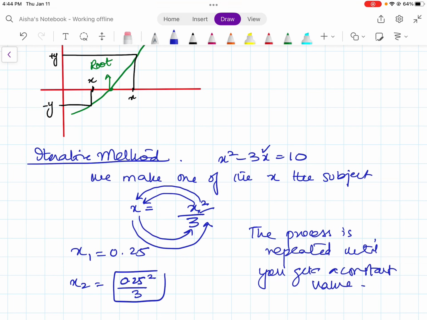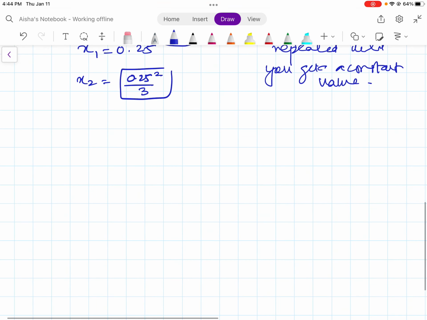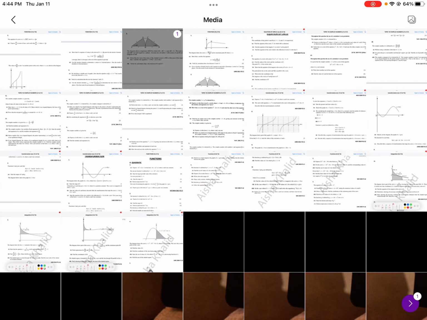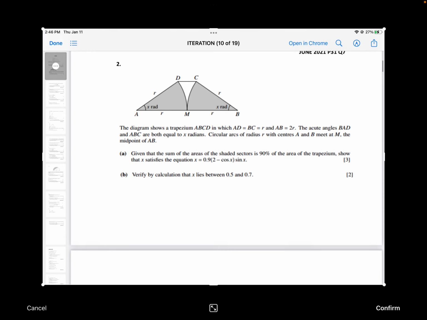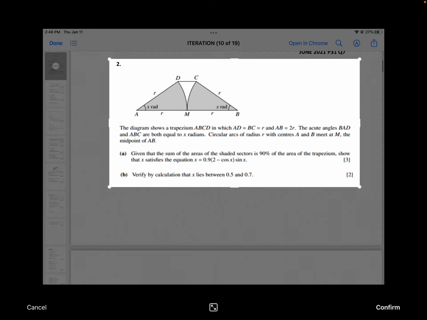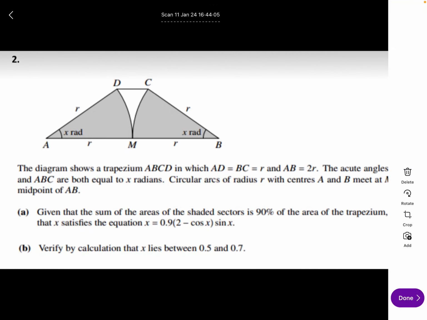Now, what are the expectations from this chapter according to the syllabus? Let's do it with the help of an example. The first question generally relates to proving the equation, and then they will move on to verification of the root and then applying the iterative formula. Does it make sense, Hassan?